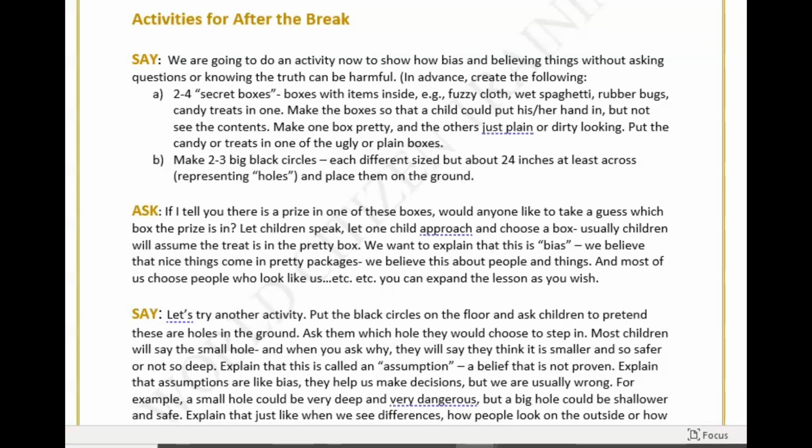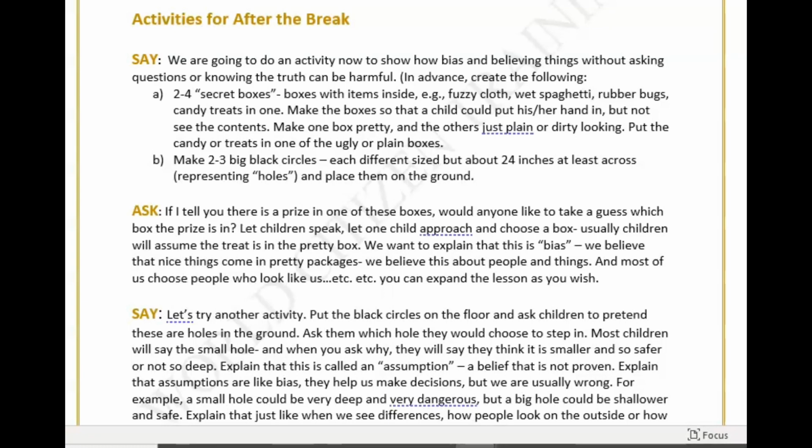Then we're going to make some black circles, about 24 inches across, and we're going to place them on the ground. So then the way the activity works is we say to the children, if I tell you there's a prize in one of these boxes, would anyone like to guess which box the prize is in? Let the children speak and let the children approach and choose a box. Usually most children will assume that the treat or the good thing is in the pretty box.